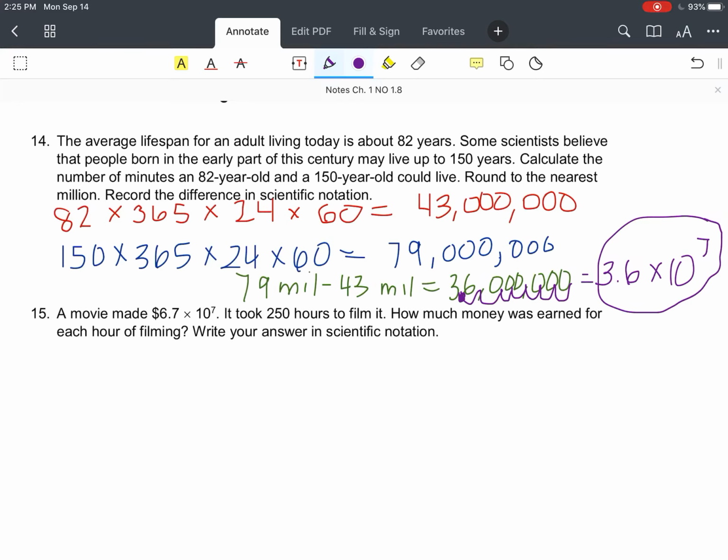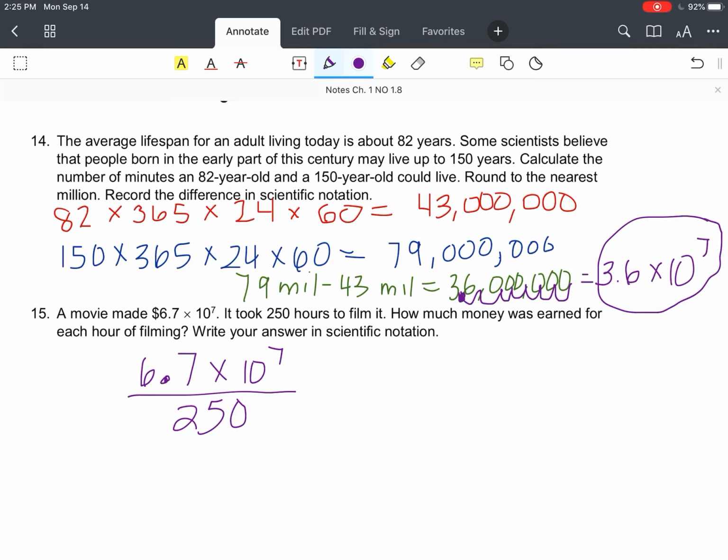Number 15, last one. A movie made 6.7 million times 10 to the 7th. It took 250 hours to film it. How much money was earned for each hour? So this is going to be a division because we want to know per hour how much was 6.7 times 10 to the 7th for each 250.